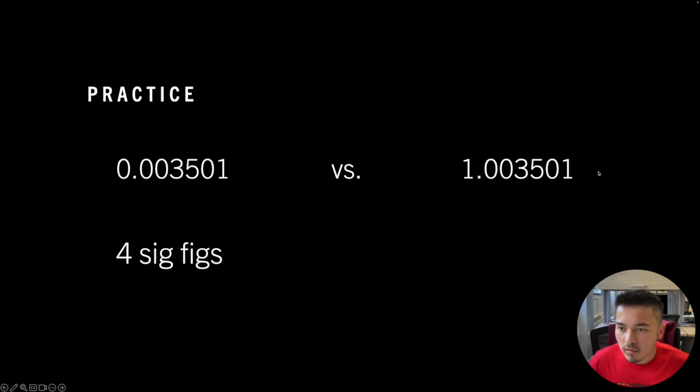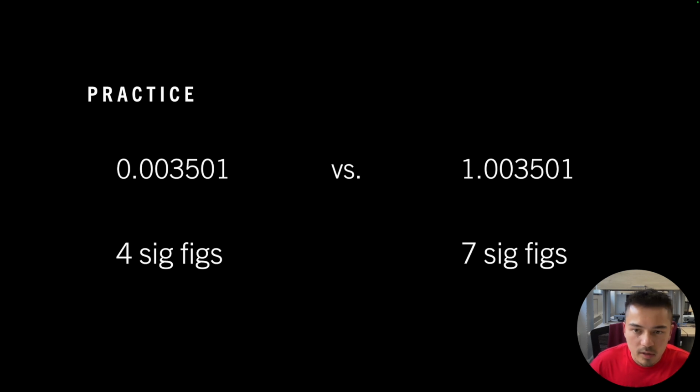So that means that all of these numbers within this whole number will be significant. So you have 1.003501, which will have 7 significant figures. If you have any questions about this, please type in the comments down there, and I can clarify it for you. So these 4 steps are the foundation for determining the significant figures.